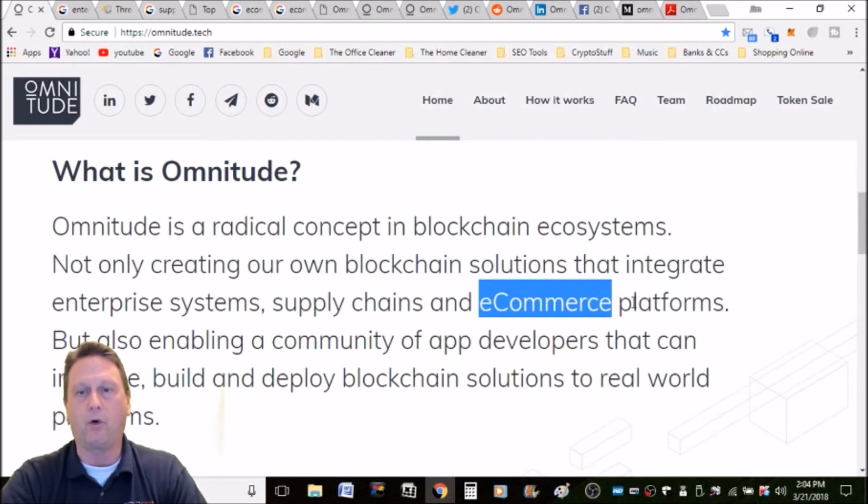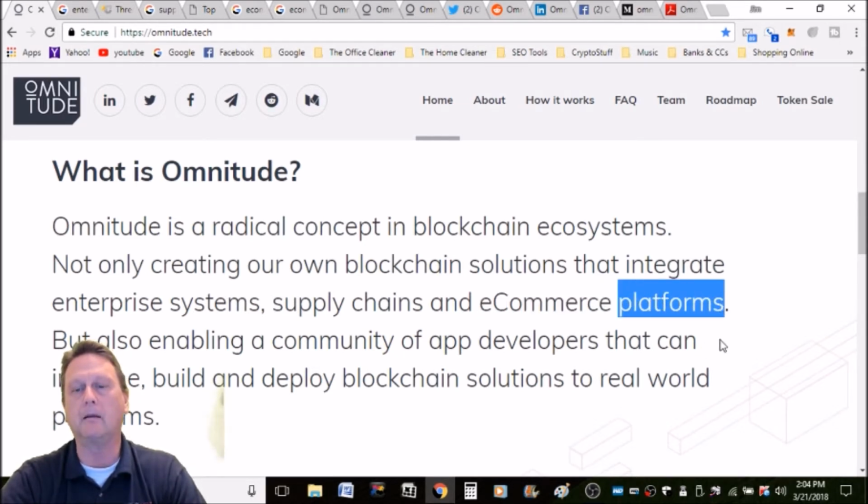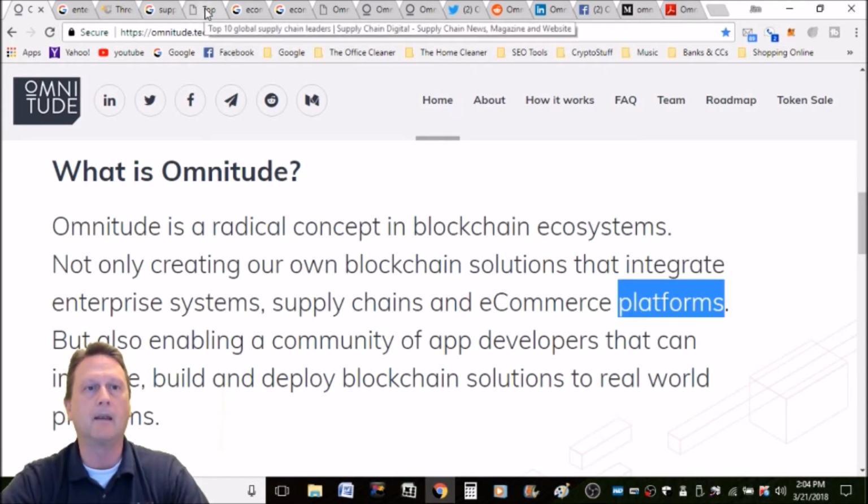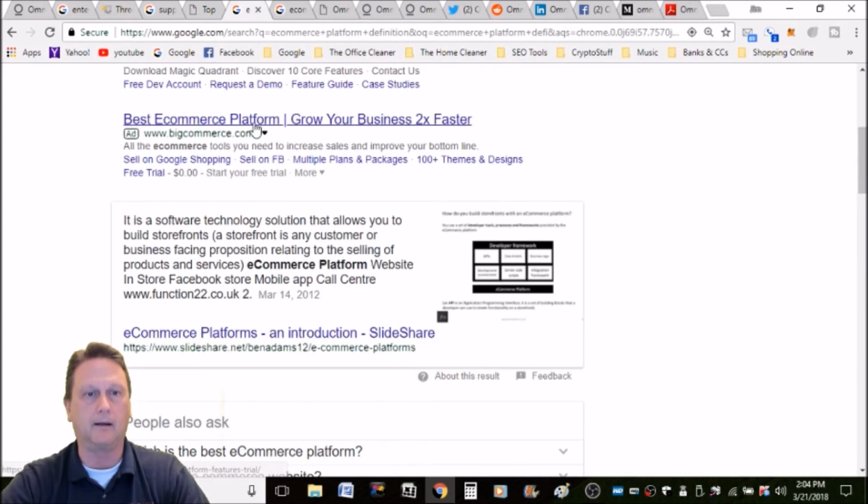And e-commerce platforms would be a place where a business or a person could go set up his own little online store. So if you build an e-commerce platform and you make it available to the public, then people could come on your platform and they could build a little store for themselves. And there are examples of this already out there as well. And let's see, software technology. Yeah, this was the definition. An e-commerce platform is a software technology solution that allows you to build storefronts, which is what I just said. So I just had that definition out for you.